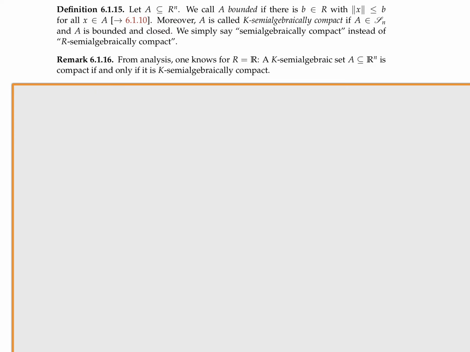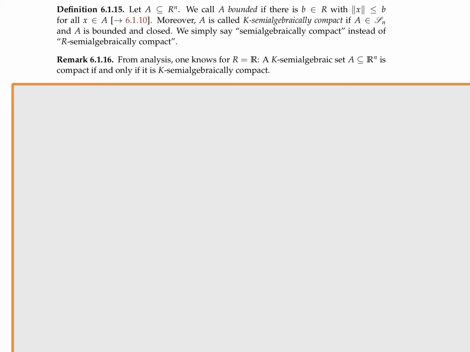Good. From analysis, one knows for real numbers, a K-semi-algebraic set, subset of R^n, is compact if and only if it is K-semi-algebraically compact. That's what I said. You probably learned, hopefully, that compactness in our topological sense is in this case equivalent to bounded and closed. If you really did not learn this, then please look it up in some analysis textbook.